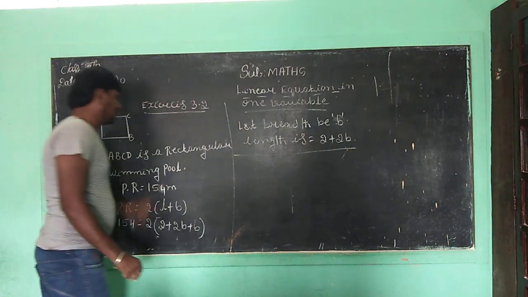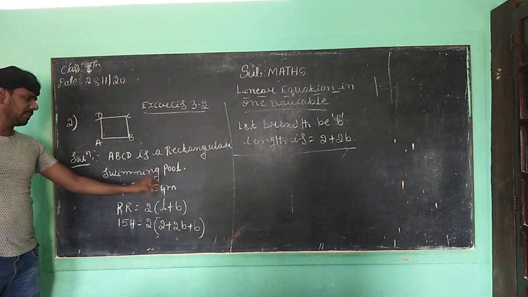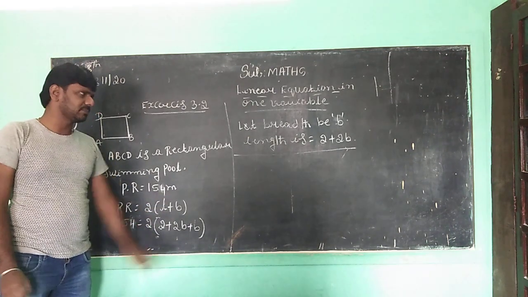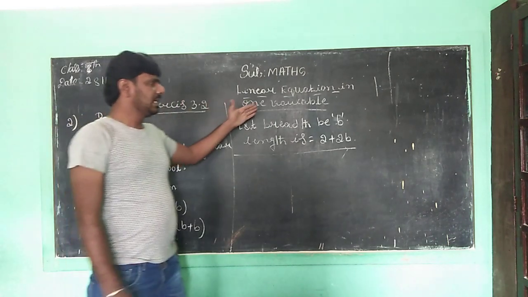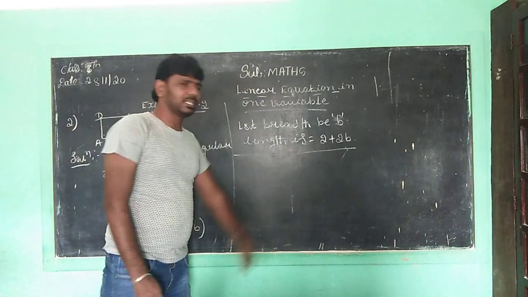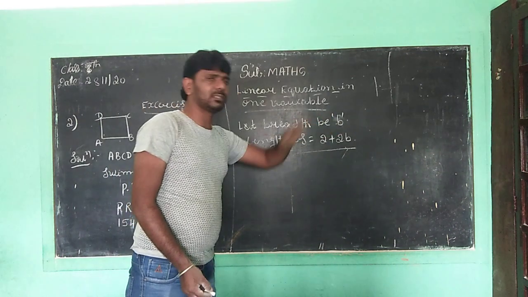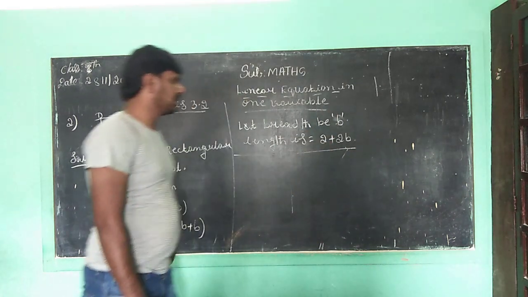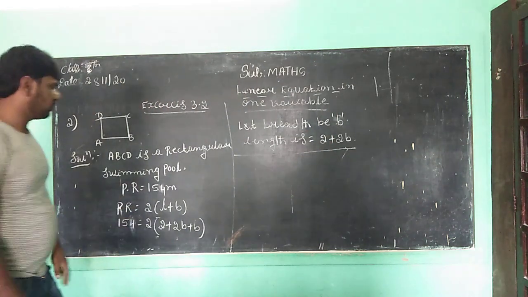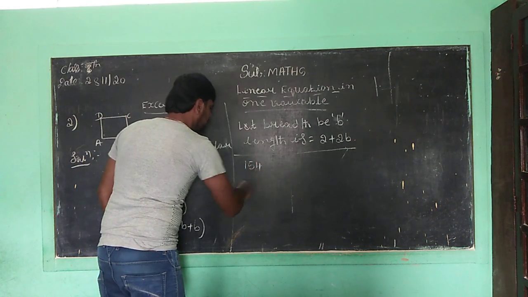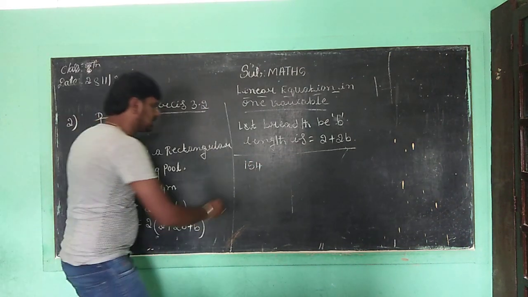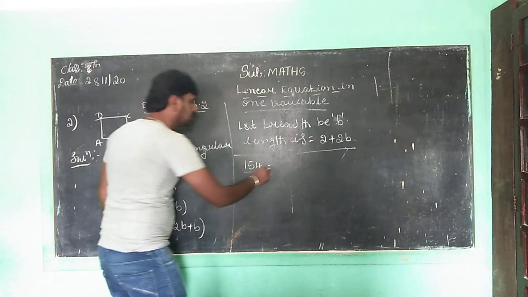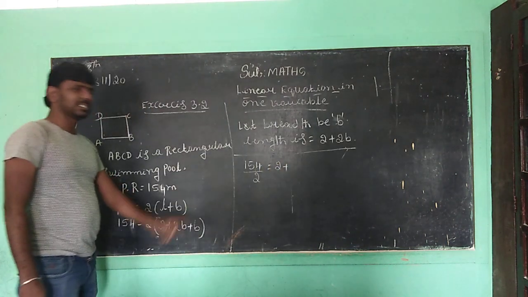See children, ABCD is a rectangular swimming pool. The perimeter of the rectangle they gave is 154 meter. Perimeter of a rectangle identity is 2 of L plus b. We don't know, let the breadth be b. The length is 2 meter more than twice the breadth. That's why you want to take 2 meter more means plus, twice the breadth means 2 into b. Correct children? So now you want to substitute, as it is 154. Correct children? This 2 will come to the left hand side, divided by 2, is equal to, children see that 2 as it is plus 2b plus b is equal to how much children?